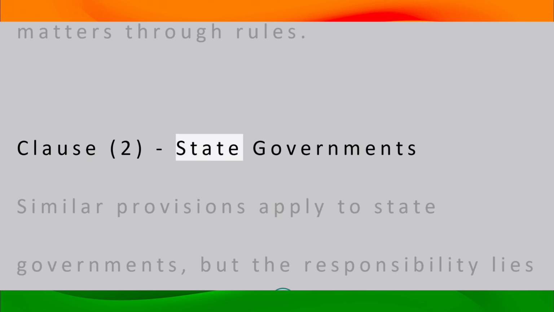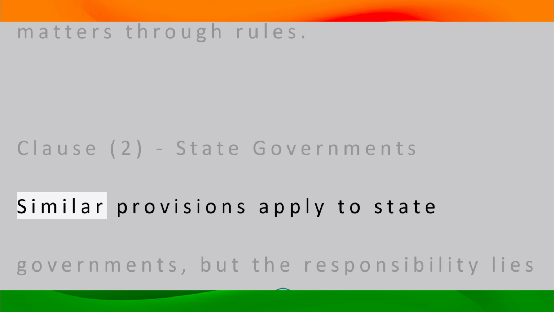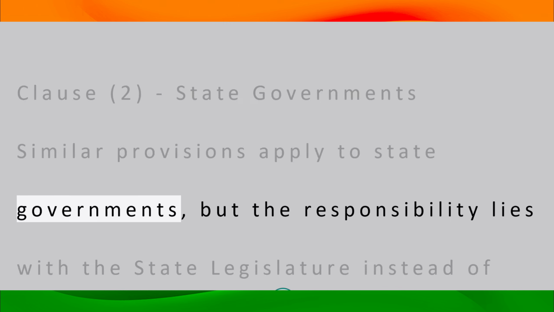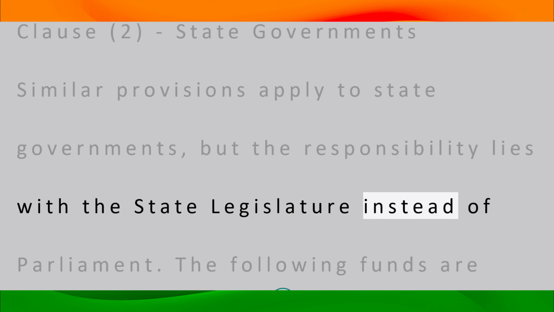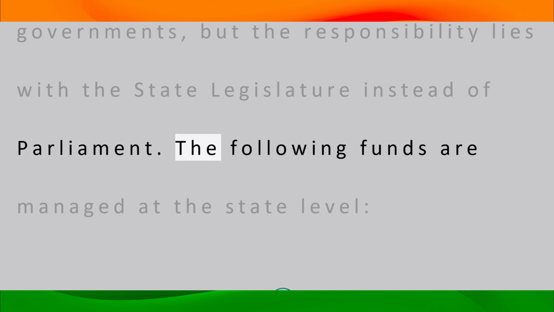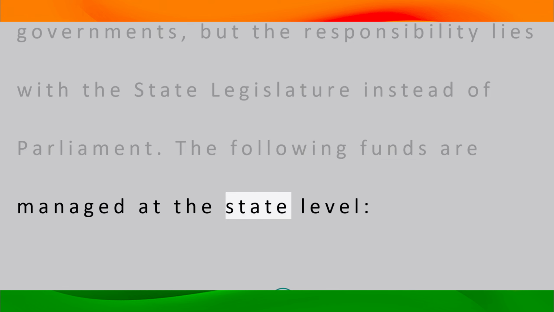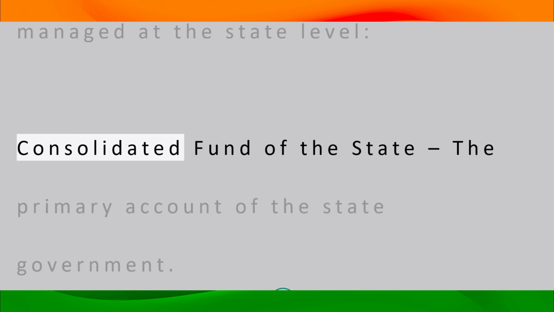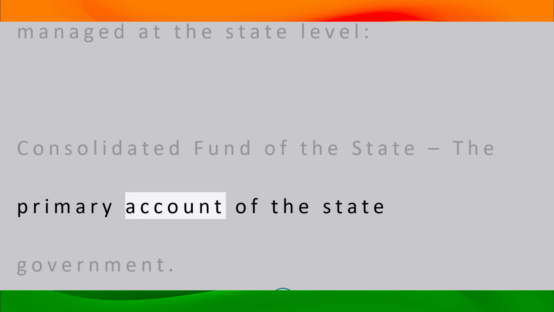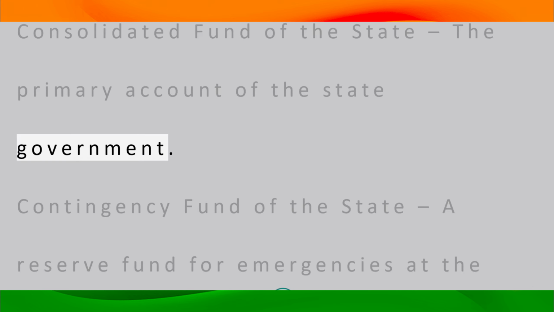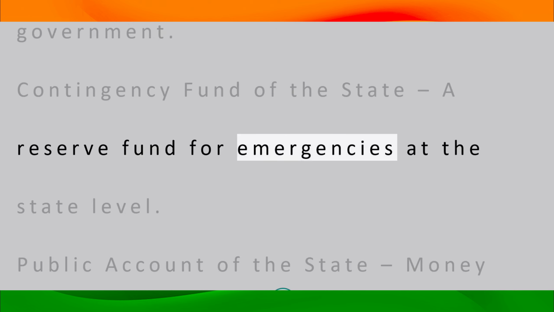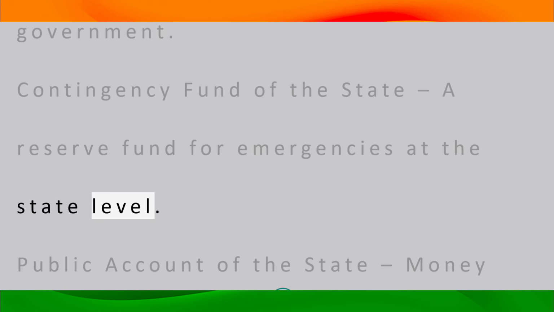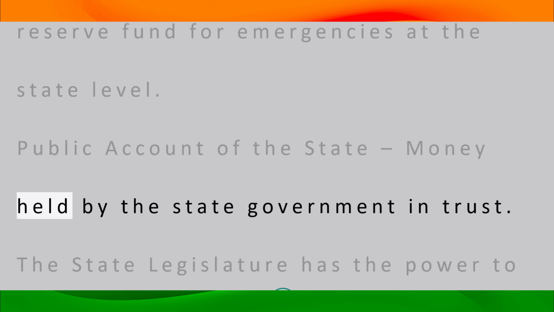Clause 2. State Governments. Similar provisions apply to state governments, but the responsibility lies with the state legislature instead of Parliament. The following funds are managed at the state level. Consolidated Fund of the State, the primary account of the state government. Contingency Fund of the State, a reserve fund for emergencies at the state level. Public Account of the State, money held by the state government in trust.